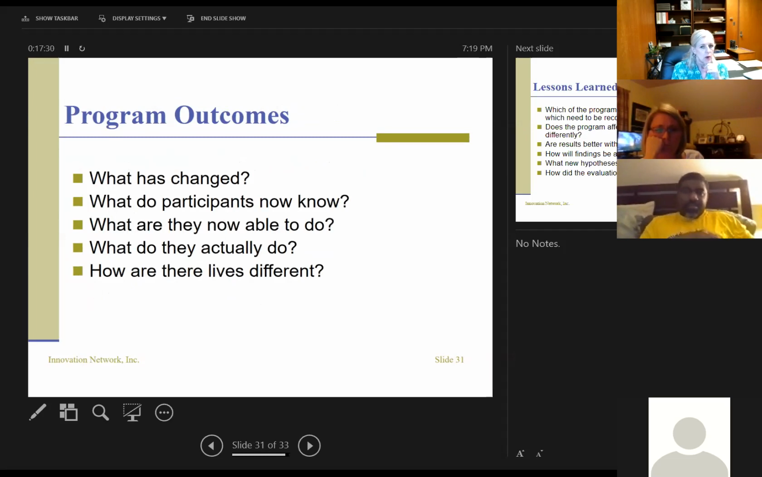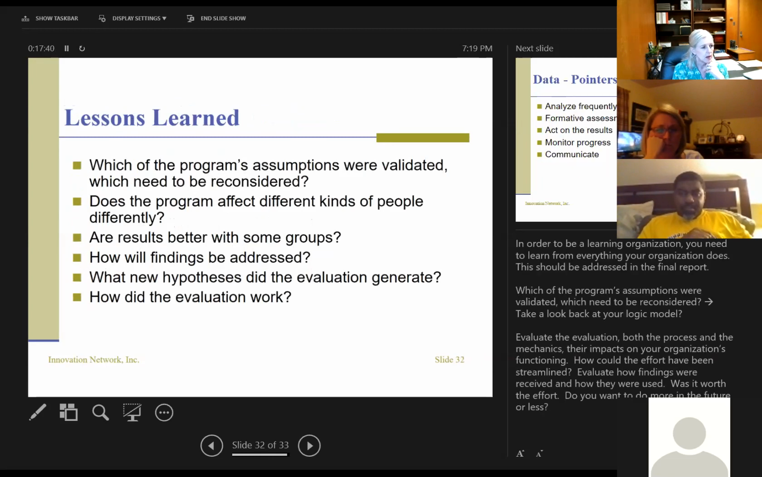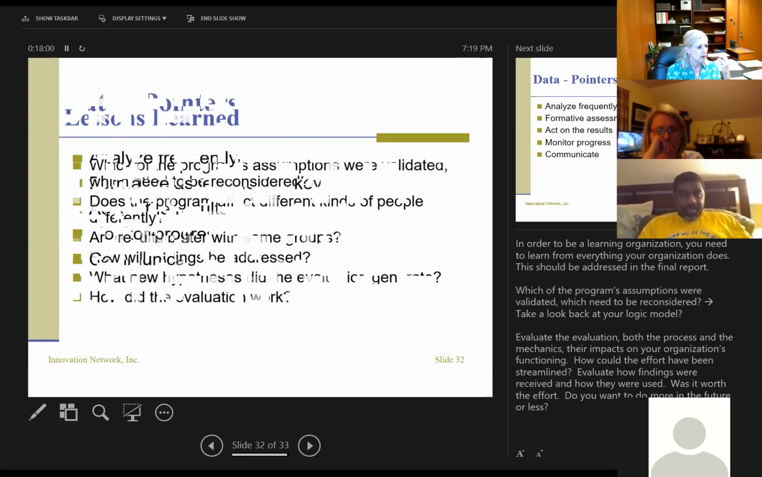So, once we analyze the data, we also need to know these pieces. And again, we'll talk more about that when we get into the action planning part, okay? We also want to ask ourselves when we do data analysis, what was validated? How did this affect different populations or different groups of students and individuals? How are we going to address these findings? And what does it tell us that maybe is new that we haven't thought about?